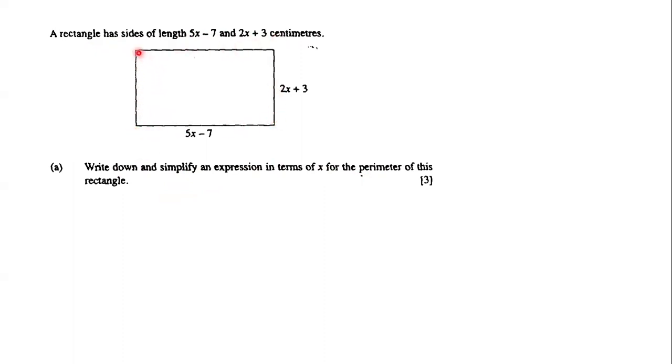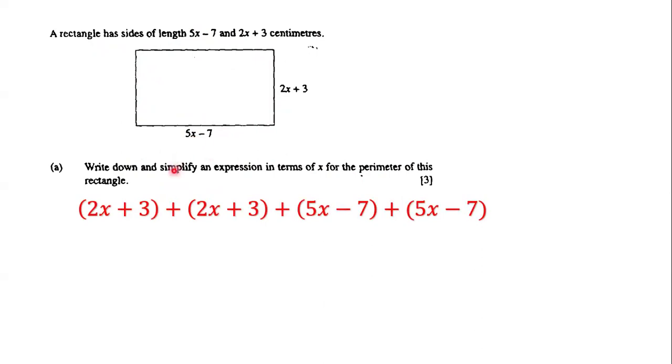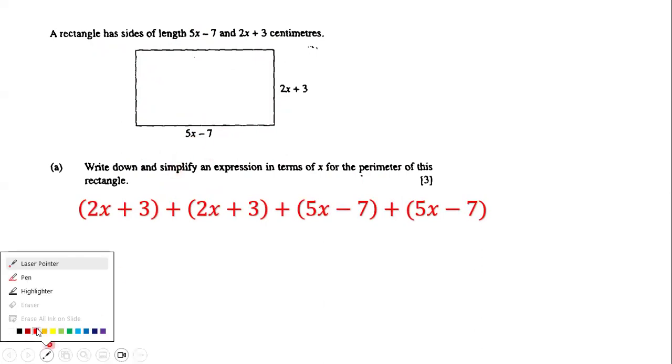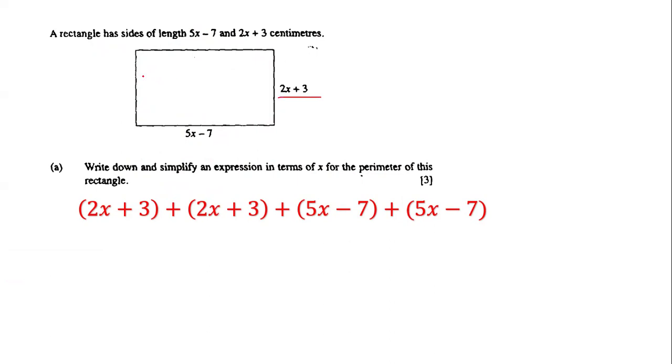To find that, we have to take the side lengths and add them all together. And so that's how we're going to figure out the perimeter. Notice that this side is 2x plus 3, and since we're dealing with a rectangle, this side must also be 2x plus 3. And this side right here is 5x minus 7, and this side must also be 5x minus 7.